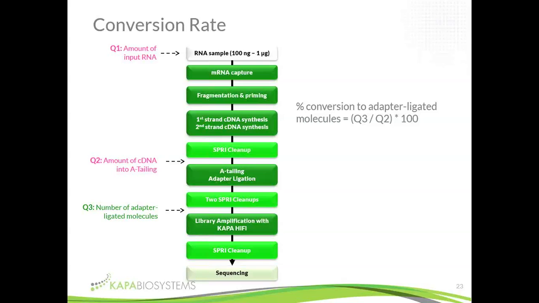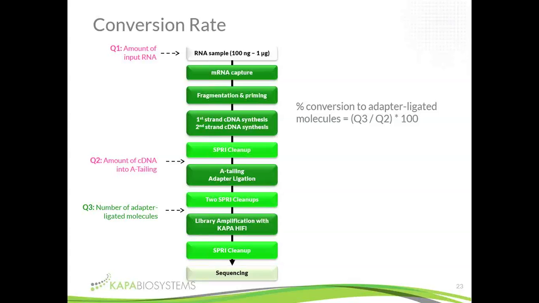A metric that we will speak of often in regards to adapter ligation is the conversion rate, or the percent conversion. This is defined as the amount of input material going into library preparation, in this case the A-tailing reaction, that is converted into adapter ligated material. Because we do not specifically calculate the concentration of cDNA going into A-tailing, we assume a 2% conversion of input RNA into cDNA.